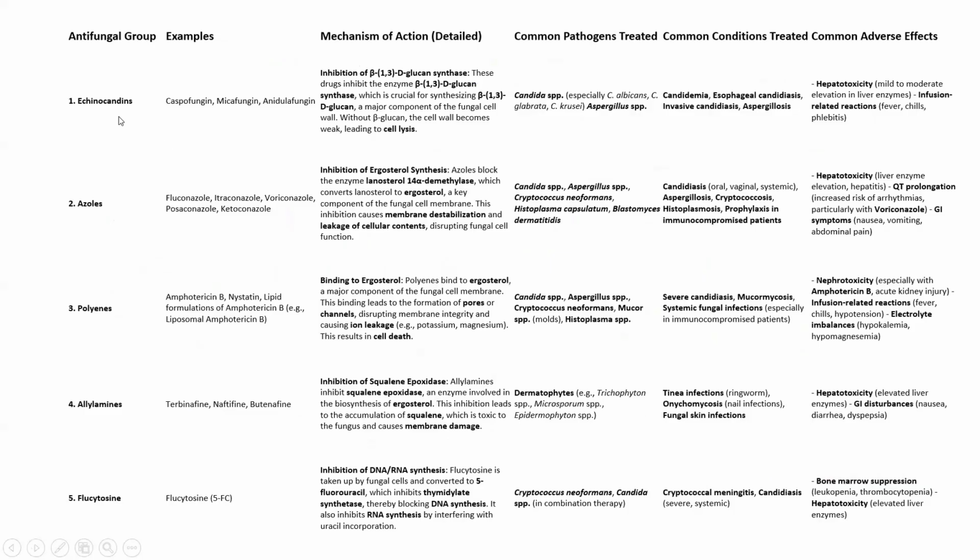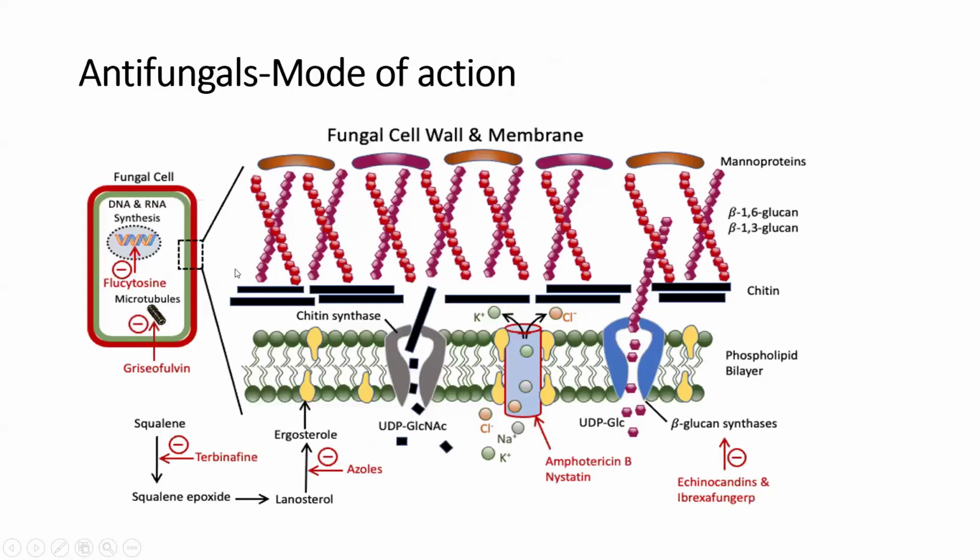So if you go back, let's say echinocandins. Examples: caspofungin, micafungin, and anidulafungin. Mode of action: inhibition of beta-1,3-D-glucan synthesis. So you can see here the 1,3-beta-glucan synthesis. Some fungi like Cryptococcus contain 1,6 and even Mucor.